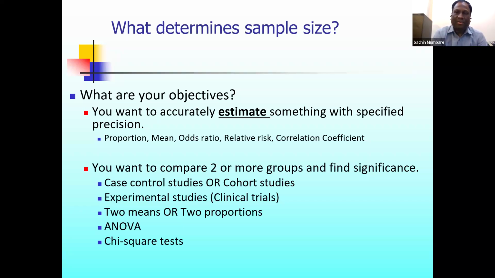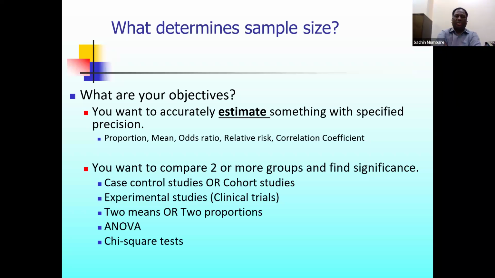So in this scenario, we want to estimate some population parameter with specified precision. For example, we want to estimate the proportion of smokers in a population, and we want to estimate that proportion within a precision of 10. It means if the actual proportion is 50, we want to have results between 40 and 60. So 10 is the specified precision, or it is also called the allowable error. This is the first scenario where we want to estimate something with specified precision.